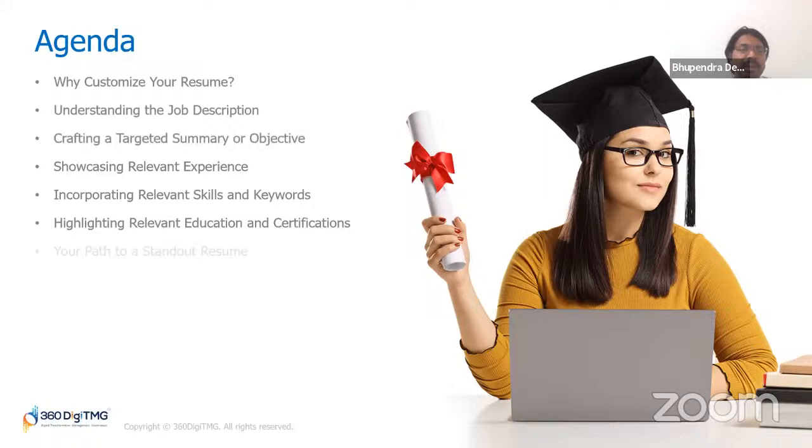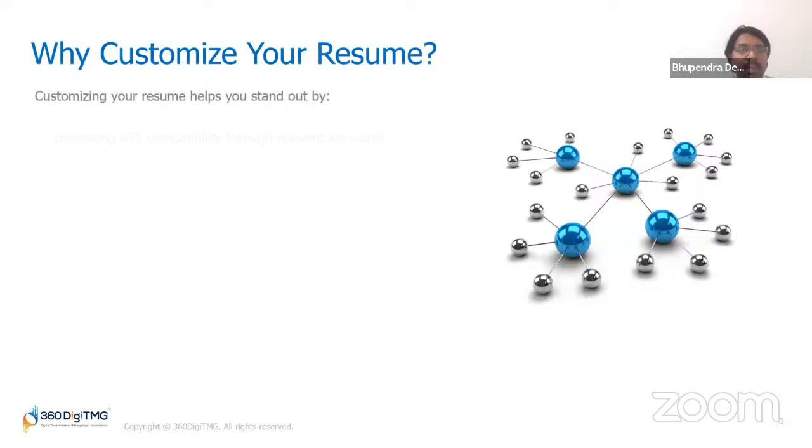Talking about the agenda, we'll know why we need to customize your resume, and why understanding the job description is important. We need to craft a targeted summary or objective, right? Now, showcasing relevant experience, incorporating relevant skills and keywords, highlighting relevant education and certification, and your part to stand out. Now, how to make your customized resume?